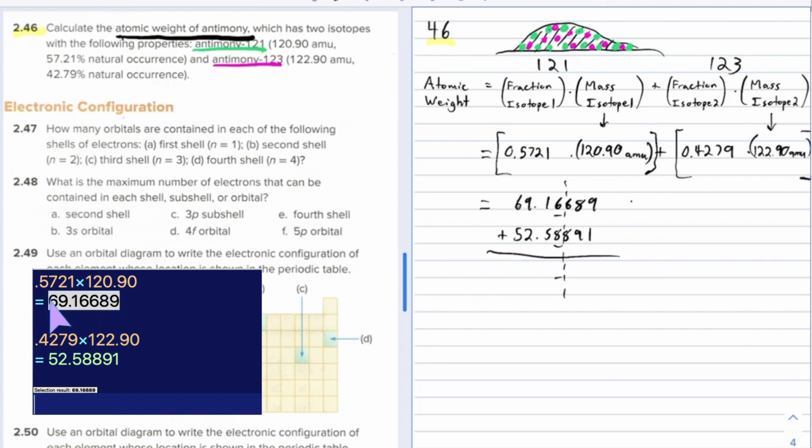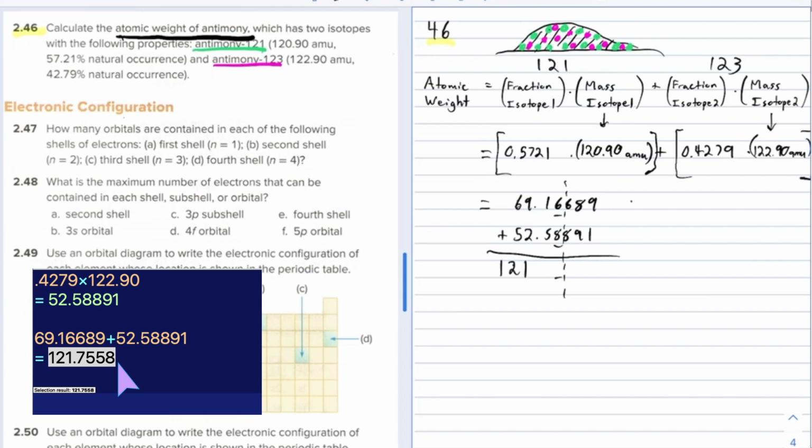So you take this number and you add that number, and you get 121.7558. And since we round to this position, that's going to round up to 121.76. 121.76 AMU. That's the atomic mass of antimony.